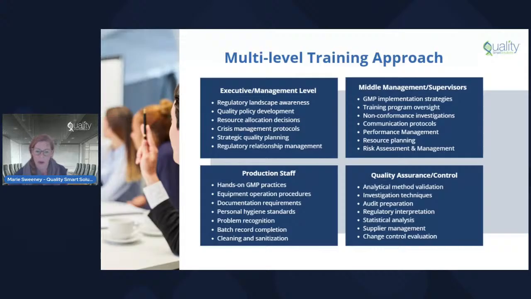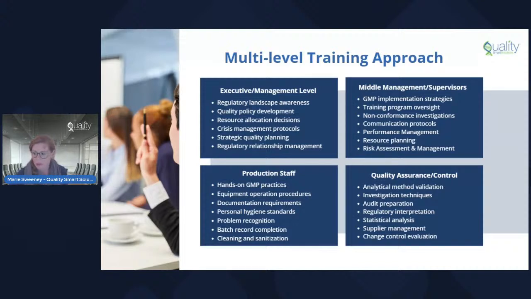Make sure that they are capable and confident in problem recognition: identify and report quality issues in a timely manner, and they can start those CAPA actions. Batch record completion: document manufacturing activities properly. Cleaning and sanitation: making sure that they are following and trained appropriately in effective cleaning procedures and verification.